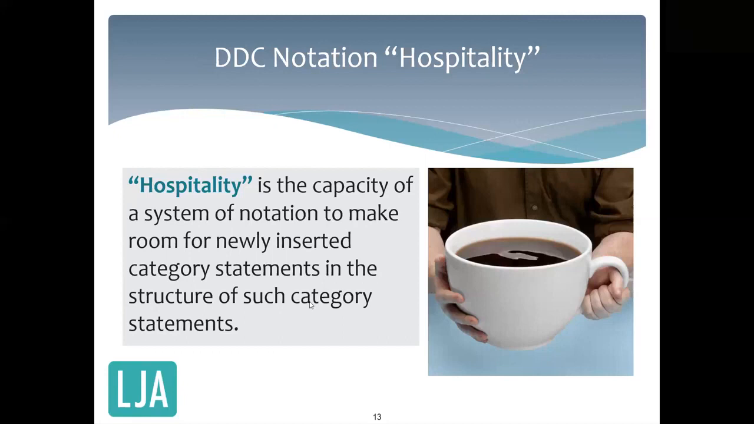And on that note, now we're going to talk a little bit about hospitality, which seems kind of like the opposite of bias, but it's not. Hospitality is really just, I think, a fun word to explain that there is room to add and expand. Dewey and Library of Congress classification both have this ability as a system of notation to expand, to have room for new category statements. So that's really all hospitality means. It means that we have created a hospitable environment within our classification system so that we can have expansion.